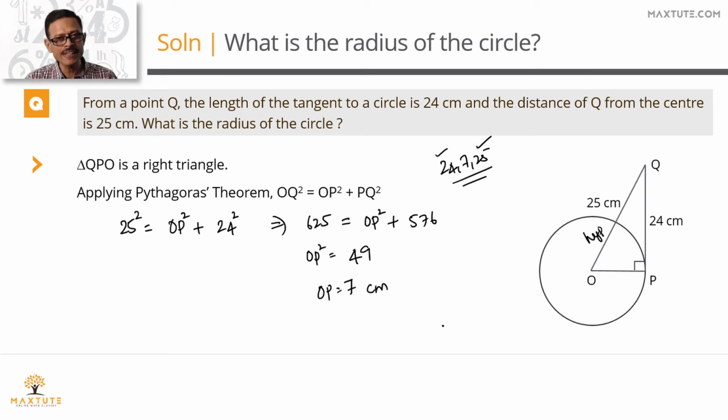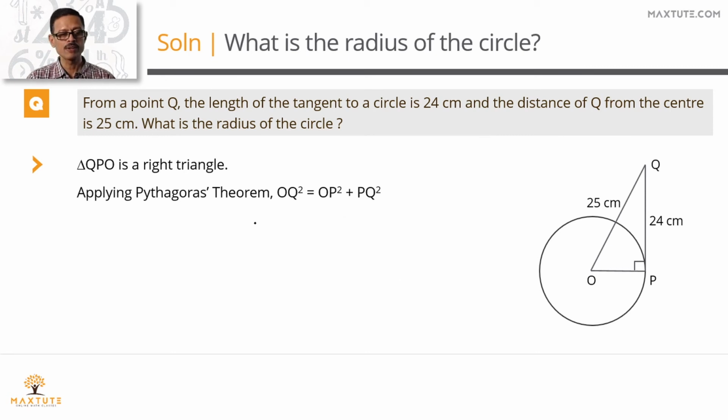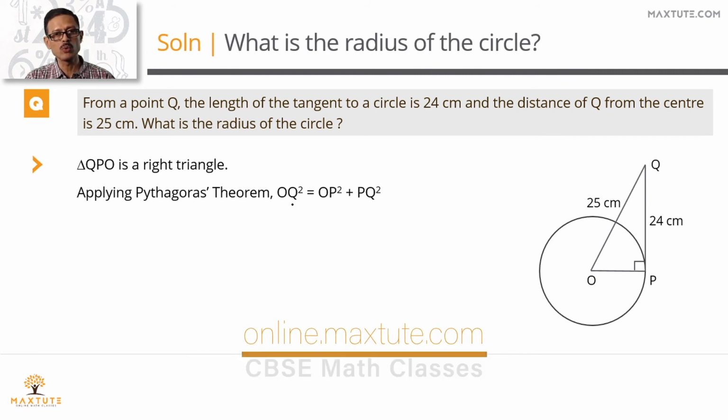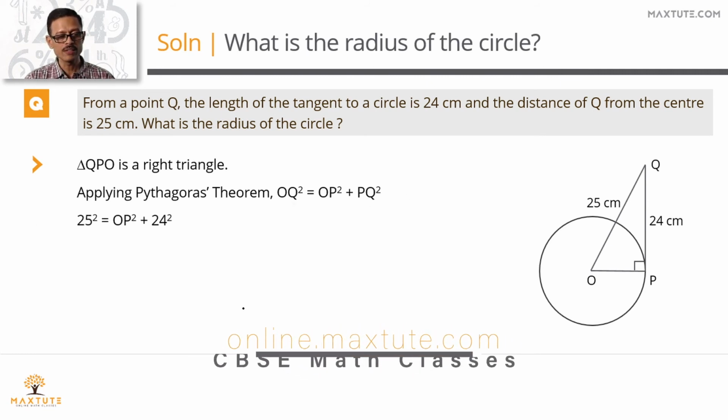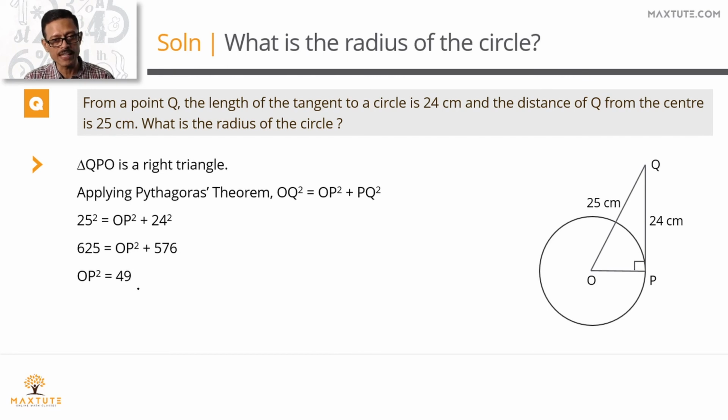Quickly summarize it in a printed form. We're going to be applying Pythagoras theorem, substituting value for OQ as 25, PQ as 24. We get the value of OP square to be equal to 49. So OP equals 7. The radius measures 7 centimeters. Choice A is the correct answer.